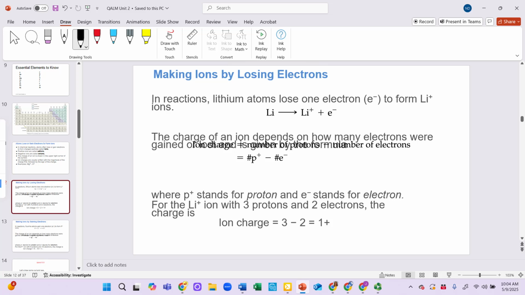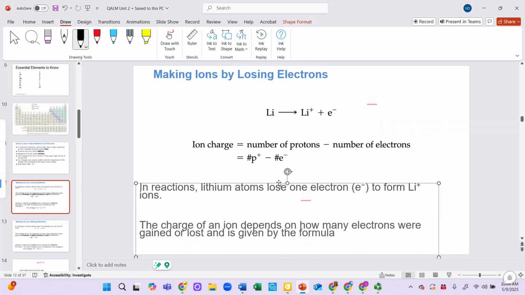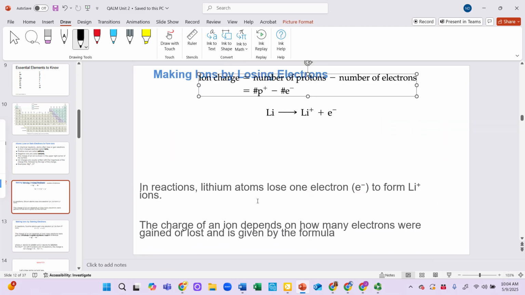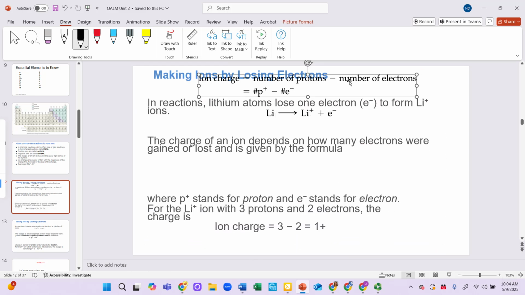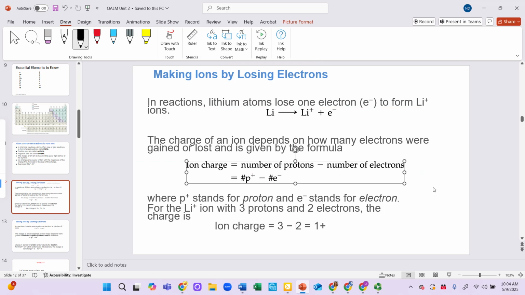In reactions, lithium atoms lose one electron to form lithium ions. Let me just slide this text out of the way because it looks like when the slides were converted over, they went in the wrong spot. So let's make it so that you can read it. Here we go. That looks better. All right, in reactions, lithium atoms lose one electron to form lithium ions. So here you can see lithium as an element, and if it loses an electron, that's what it would look like.